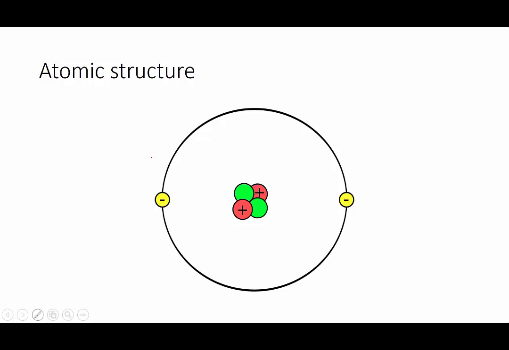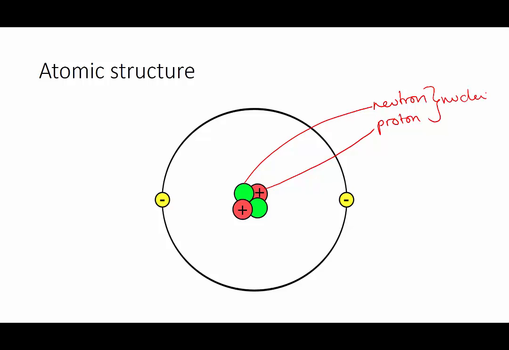Okay, so moving on to radioactivity, you need to know the structure of an atom. So we've got a central nucleus that contains neutral particles called neutrons and positively charged particles called protons. Around the outside of that, there are electrons which are housed in shells.